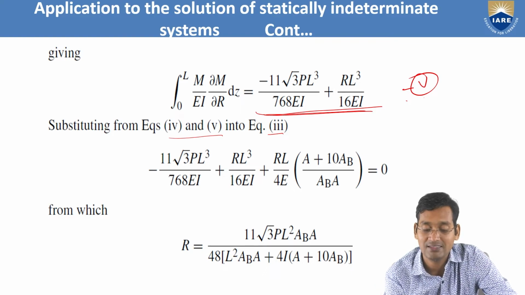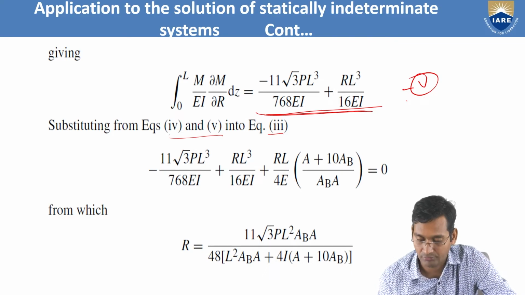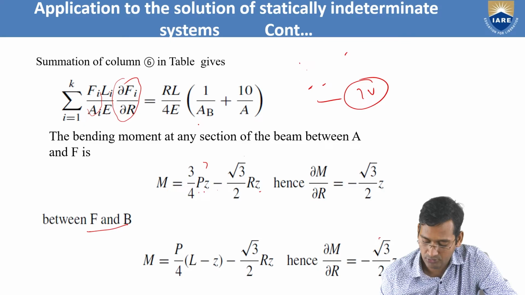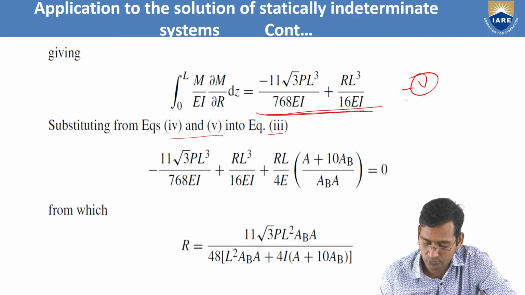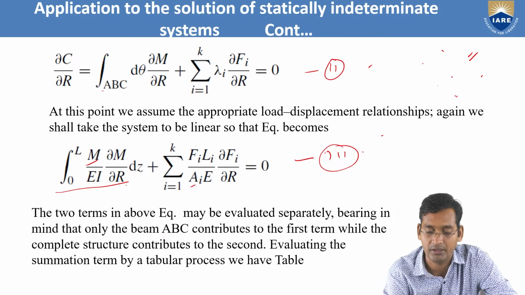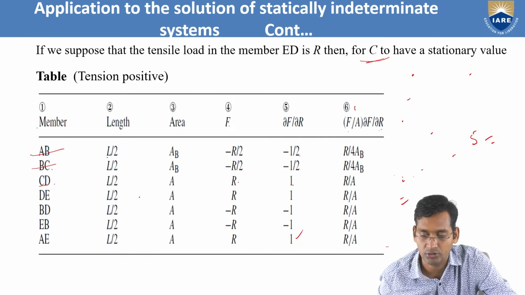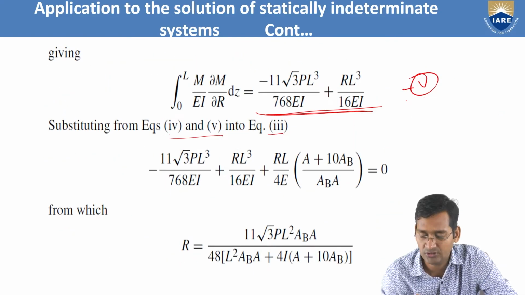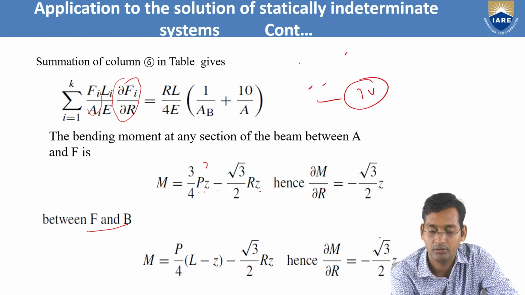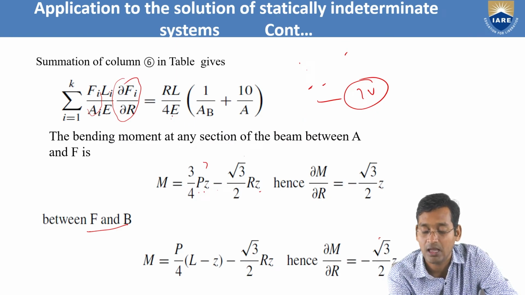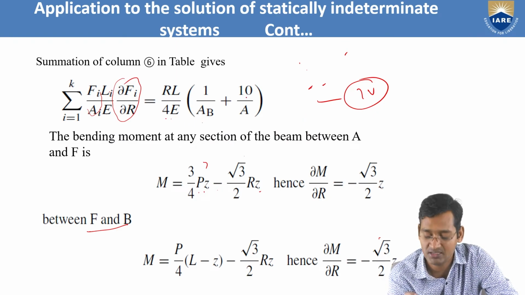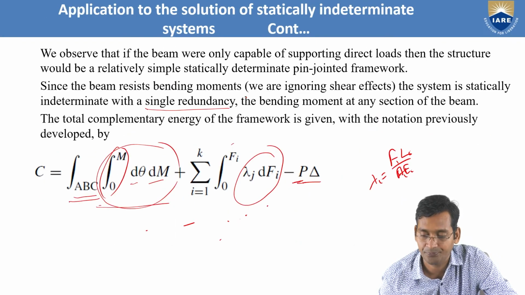Now what is next? Substitute 4 and 5, means this value and this value that we got, in which equation? Here. So simply this and this will get added. So here we will get 2 terms only, that's why here 2 terms are there. Just see here first what we got here: this RL by 4E into 1 by AB plus 10 by A.